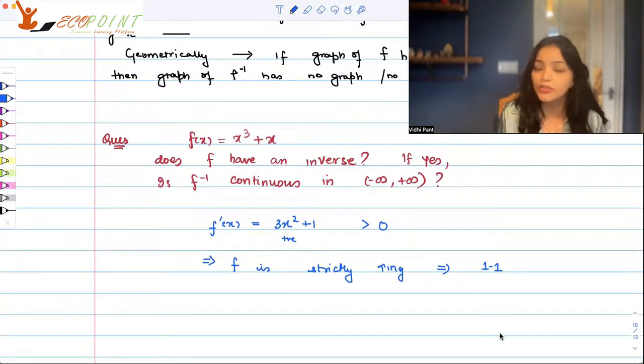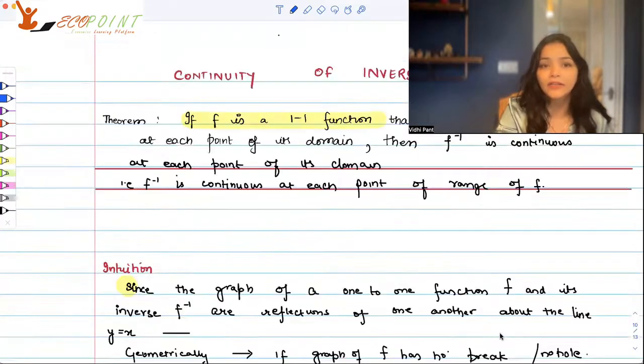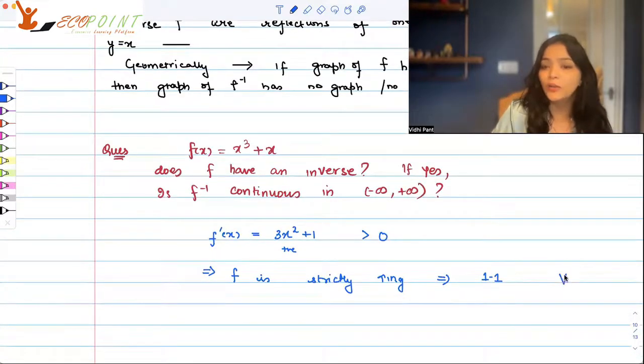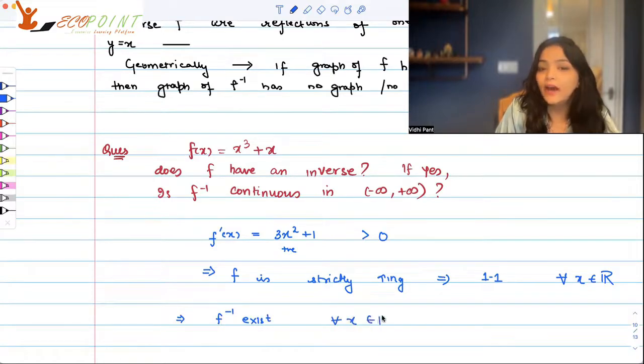In case this function is one-to-one, what can we say? Using the generalization or theorem that we have, if f is one-to-one and it's continuous, and polynomials are continuous, we've already dealt with that. So it's continuous, it's one-to-one at each point in the domain. For all x, this is strictly increasing. So it's one-to-one for all x belonging to R. And therefore, that implies that definitely f inverse exists for all x in R.